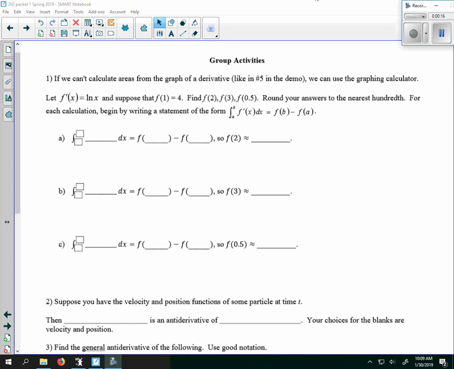So we're letting f prime of x be the ln of x. So ln of x is the derivative of some function f. And we're supposing that f of 1 is 4. We want to find f of 2, f of 3, and f of a half. And we'll round to the nearest hundredth because we're going to be using a calculator to estimate some things. So for each calculation, we're going to write down the fundamental theorem with some particular values for a and b.